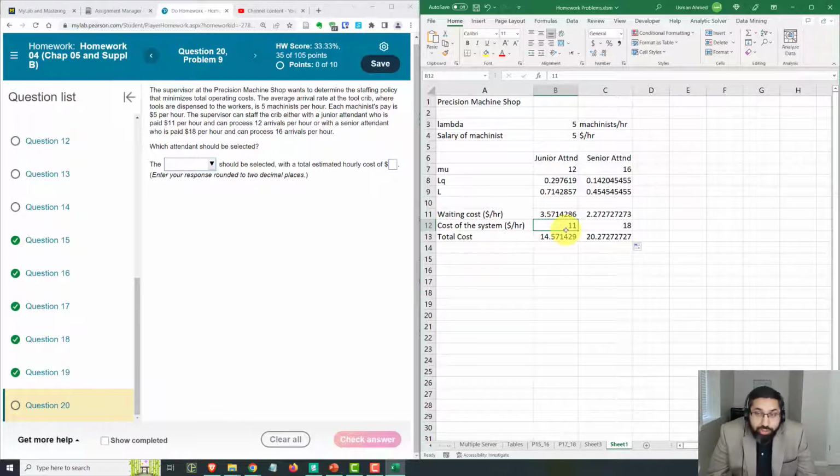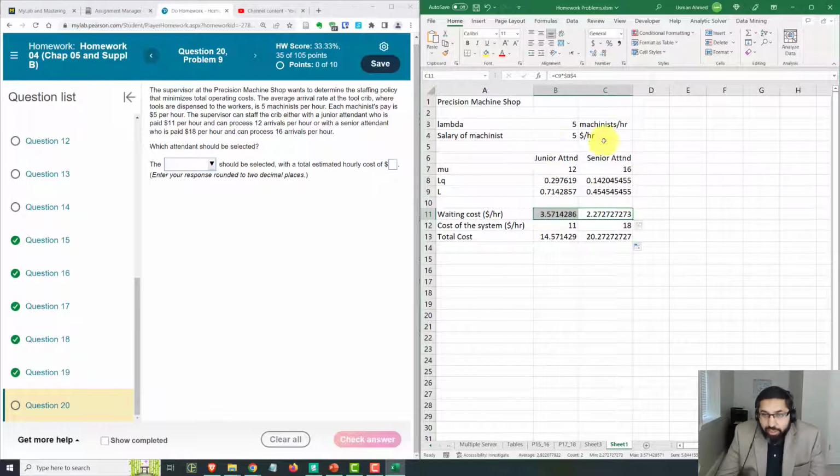Now in real life, you are not just paying the machinist to be idle standing in line, you're also losing some revenue because machinists are not able to produce the product. So usually the waiting cost will be higher than what we have estimated here, but this is to keep the example tractable and simple. We're only given their salary, so we have only this waiting cost. If you are also given that they produce products worth this much per hour, then you would add that cost of lost production per hour to the salary and then multiply by L to get the waiting cost.